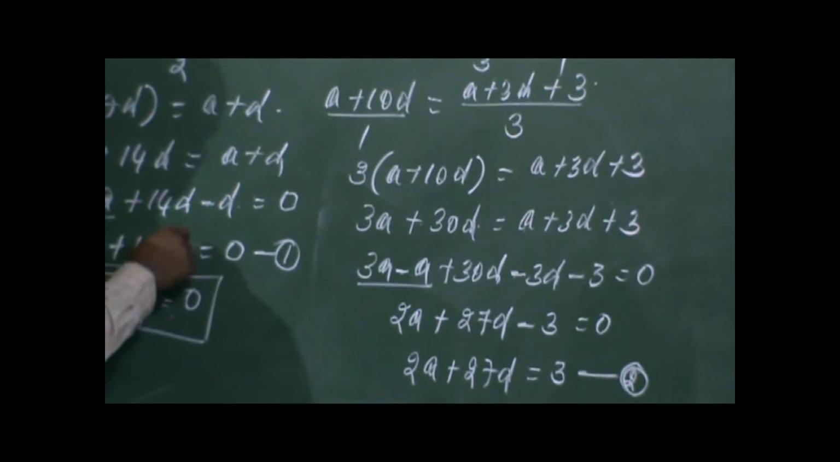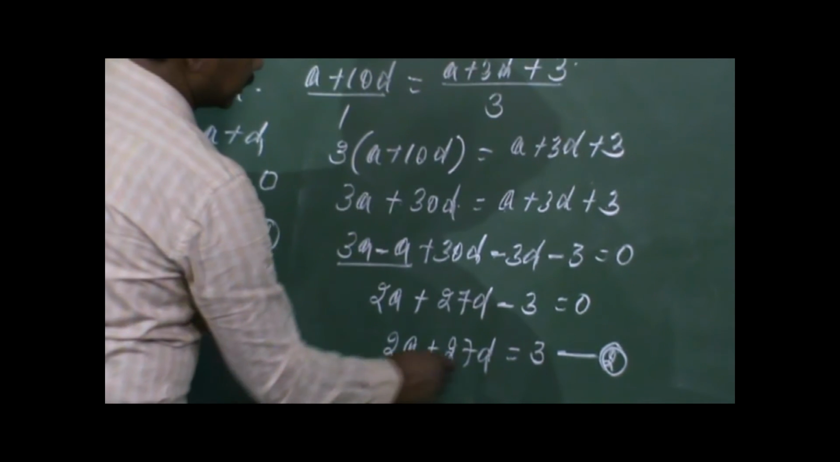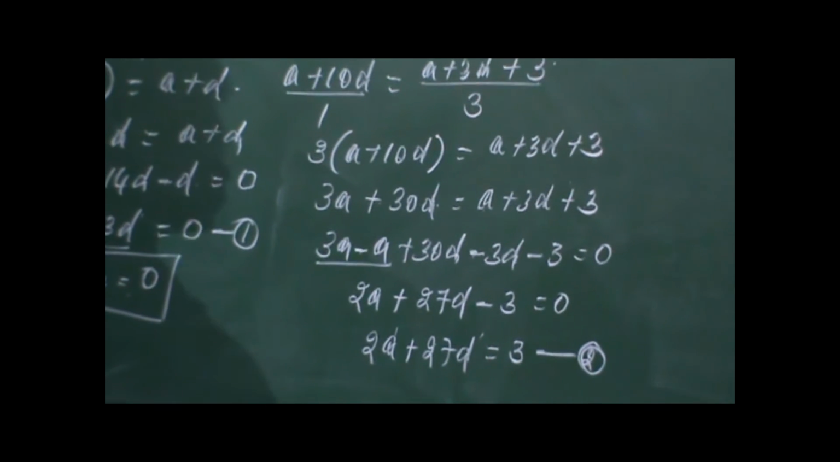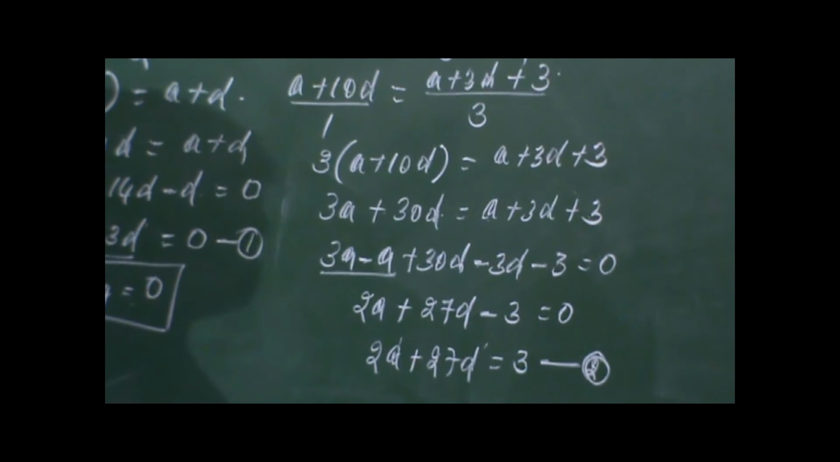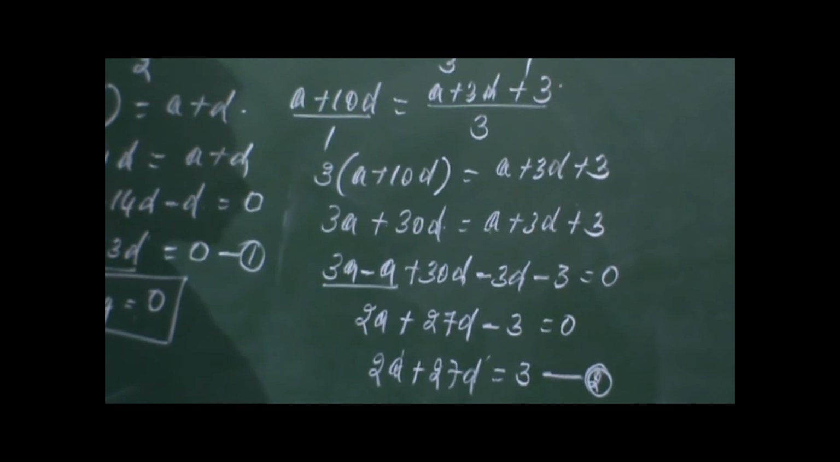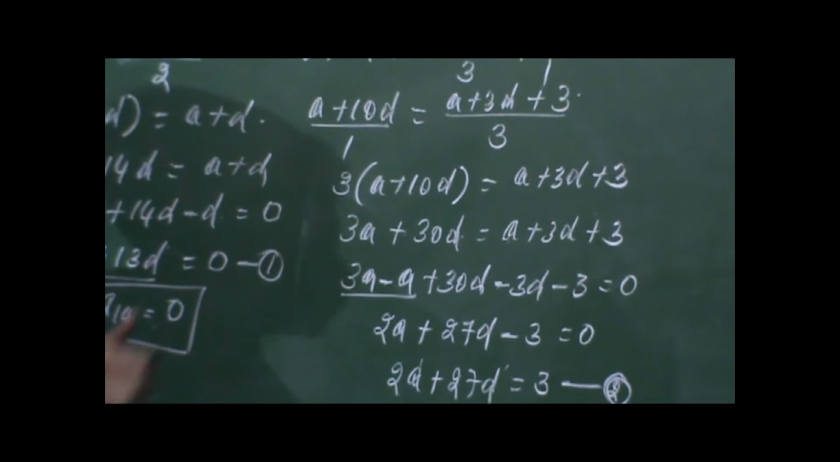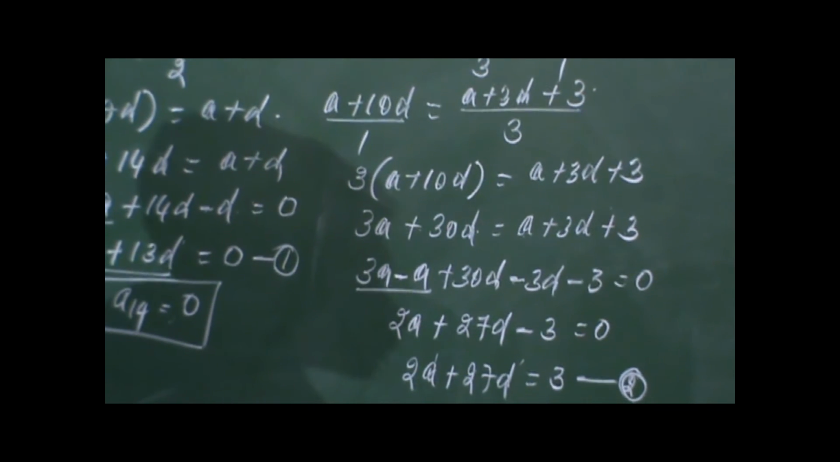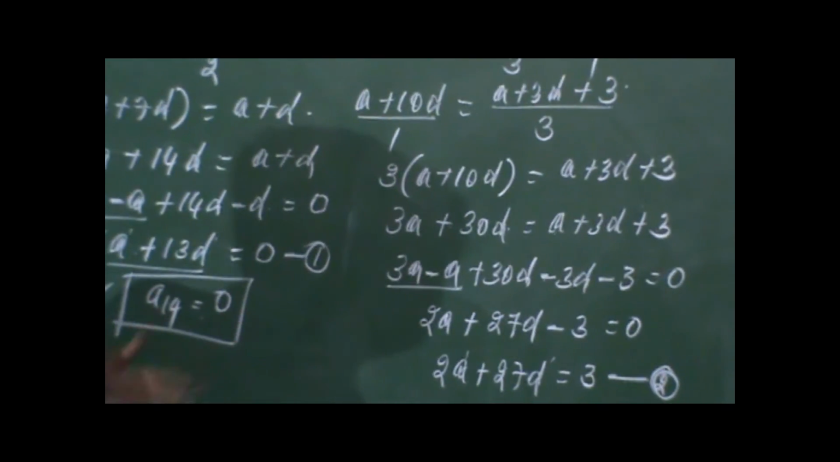A is one of the variables, D is one of the variables, with powers 1 and 1. Here also A is there, here D is there, with powers 1 and 1. Therefore they are linear equations in 2 variables. Linear equations in 2 variables can be solved in many methods, which will come in your further chapters. Here we go with a simple method, that is the elimination method.